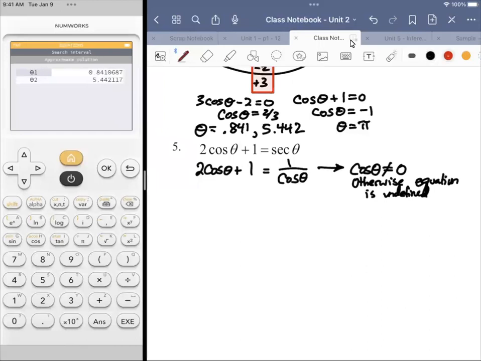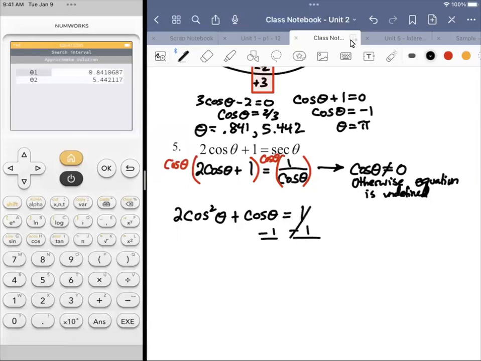What I'm going to do is multiply both sides by cosine of theta. On the left, it becomes 2 cosine squared theta plus cosine theta is equal to, and on the right, it becomes a 1. These are equations, not identities. We're not trying to verify that 2 cosine plus 1 is equal to secant. We're trying to solve for theta. So now we do have license to cross the equal sign. We can multiply both sides by something, divide. I should have mentioned that earlier, but that's how it works with equations. Subtract 1 from both sides: 2 cosine squared theta plus cosine theta minus 1 is equal to 0.